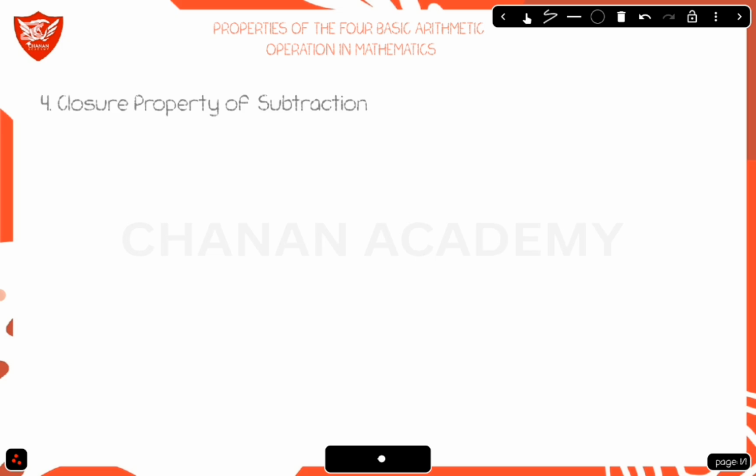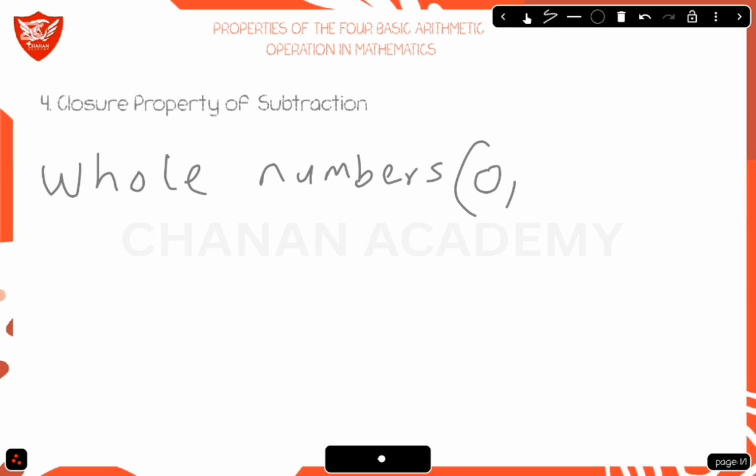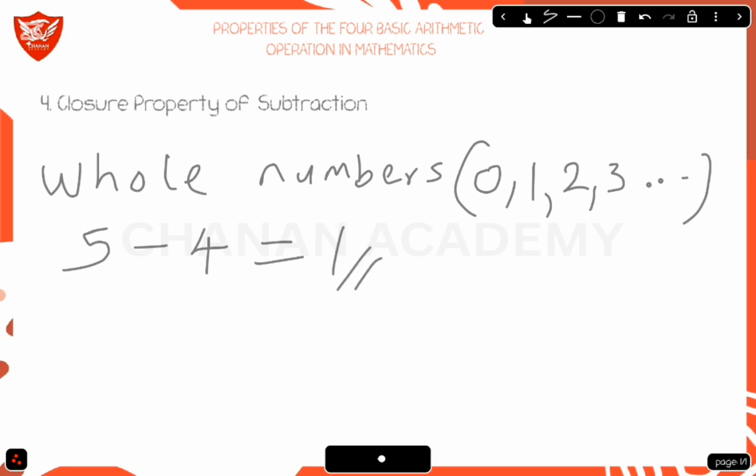Now, whole numbers. Let's talk about whole numbers. Like I said, we'll talk about the different types of numbers. Whole numbers are numbers like 0, 1, 2, 3, and so on. Let's say 5 minus 4. The answer is 1. 1 is a whole number.